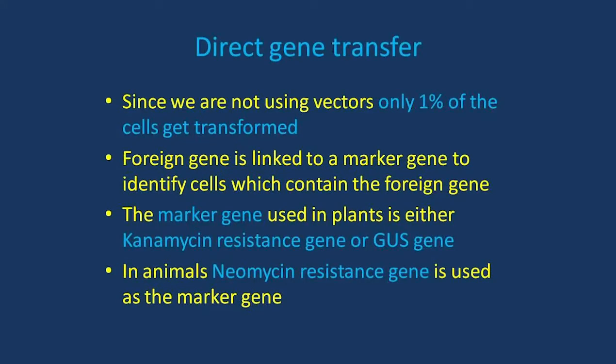In direct gene transfer, since we are not using vectors, only 1% of the cells get transformed. Before we do direct gene transfer, the foreign gene is linked to a marker gene. The marker gene identifies the cells which contain the foreign gene. The marker gene used in plants is either kanamycin resistance gene or Gus gene. In animals, neomycin resistance gene can be used.